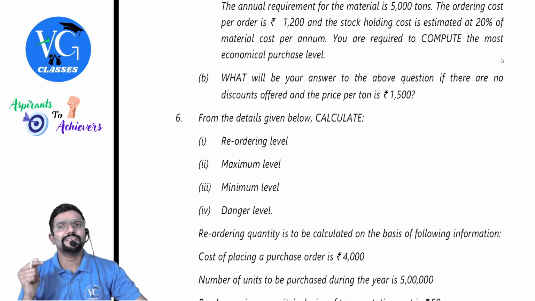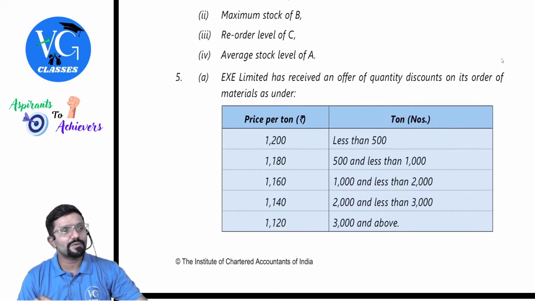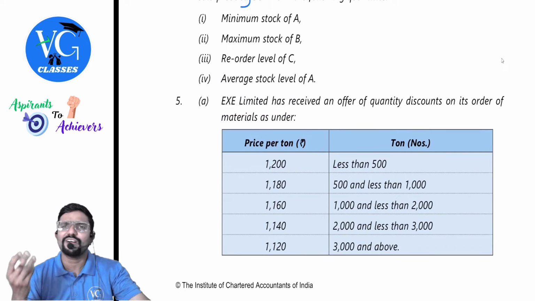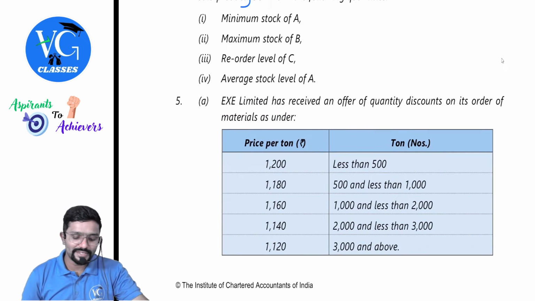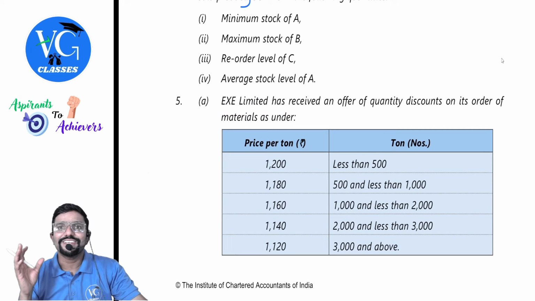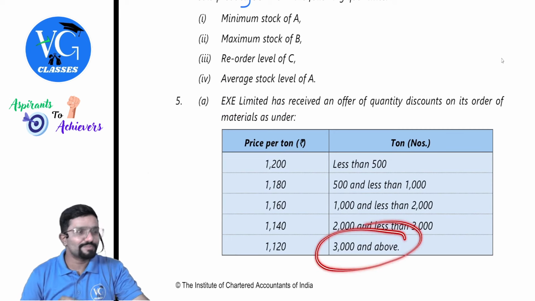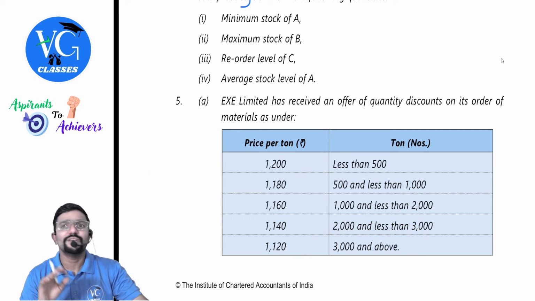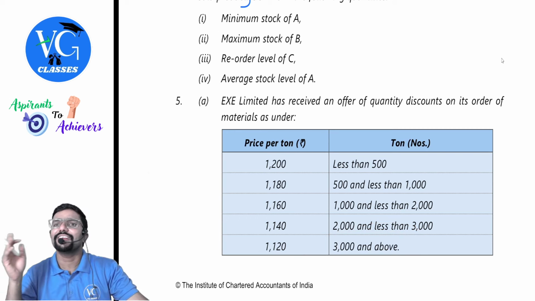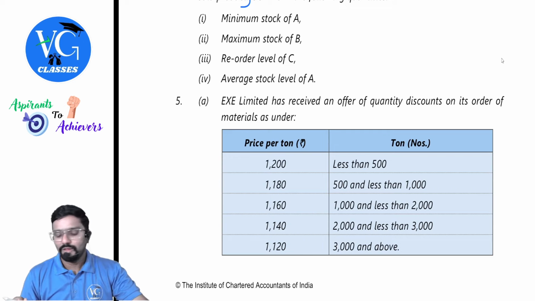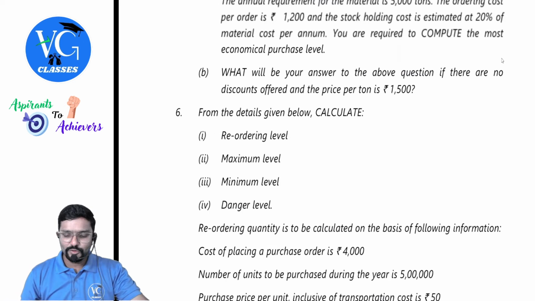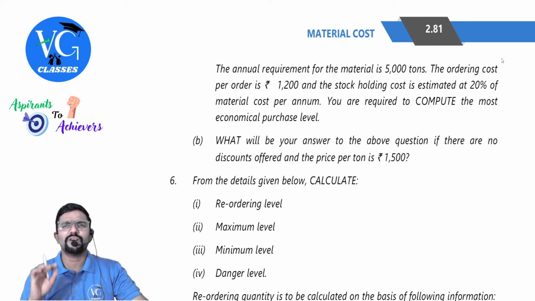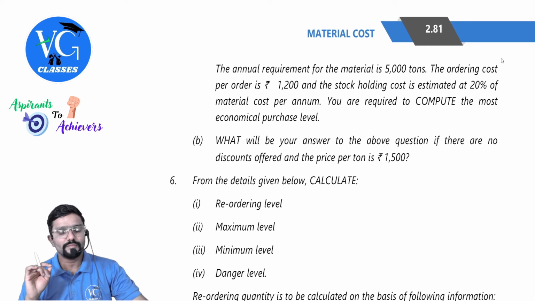Most economical purchase level means: if I purchase what quantity, my cost would be less. You don't say 1,120 just like that. We should consider carrying cost and ordering cost also. Correct. Sir, if you purchase more than 3,000, the cost will be minimum? No, no, you are considering only purchase price. We should also take care of carrying and ordering cost. So most economical means they are asking where the cost would be minimum.